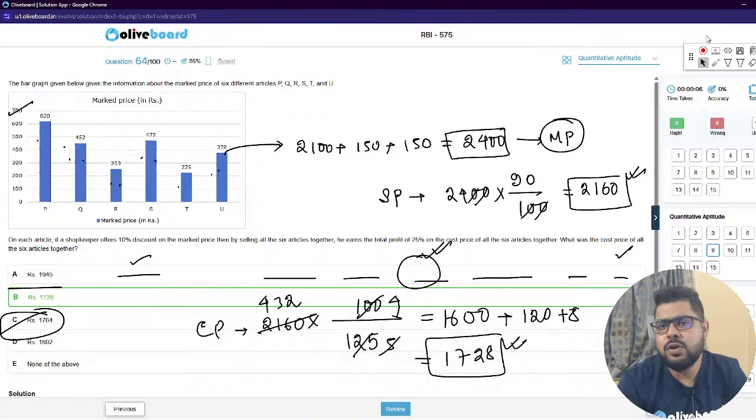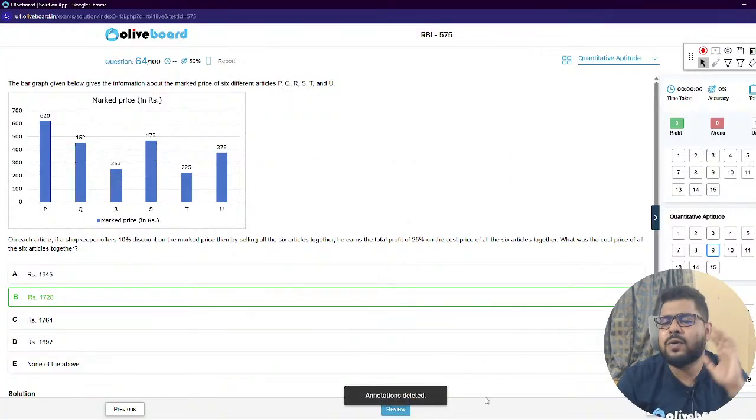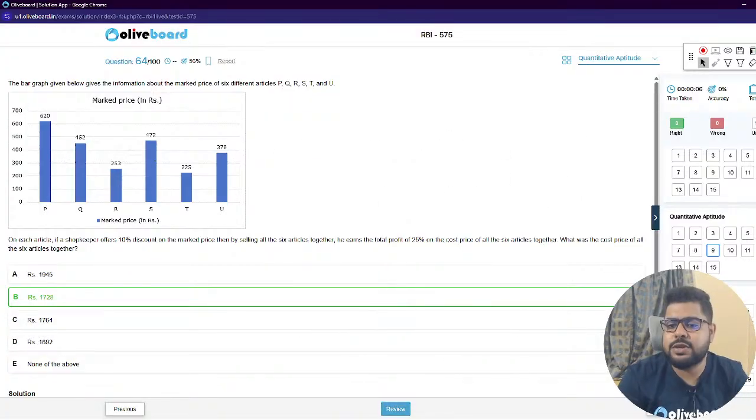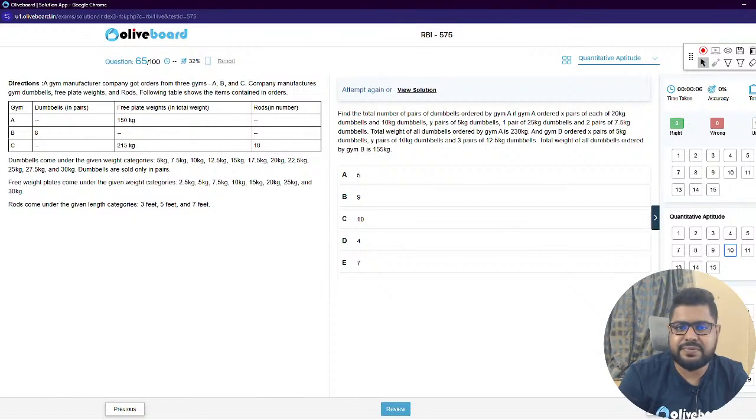No need to calculate each of them individually. Perfect, sir. This is actually very simple. Okay, let's do it, it will be done.